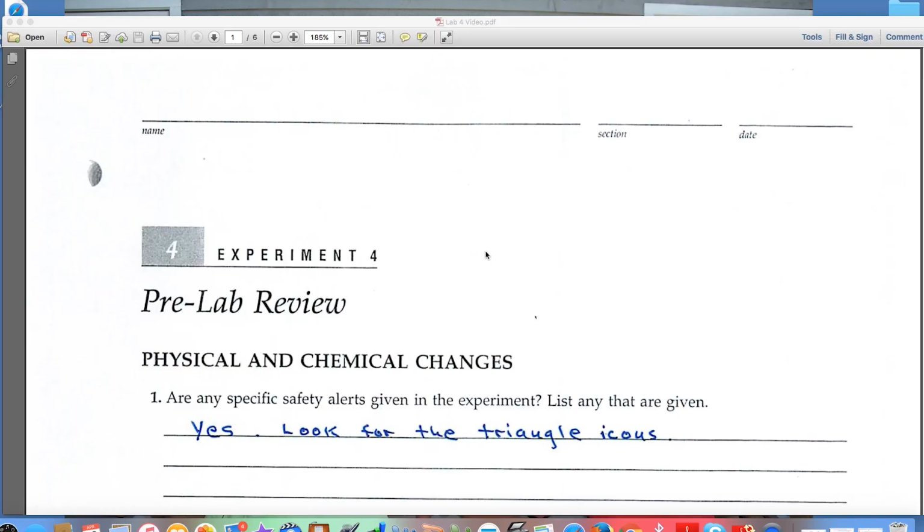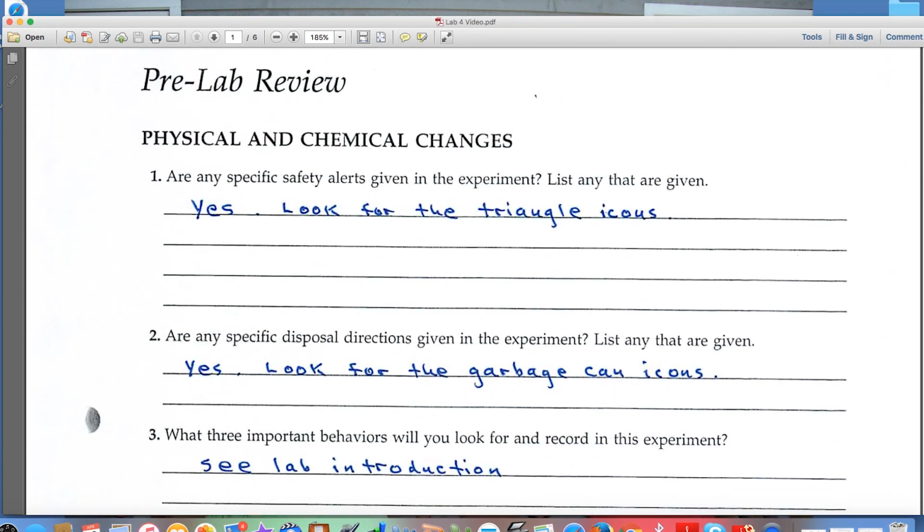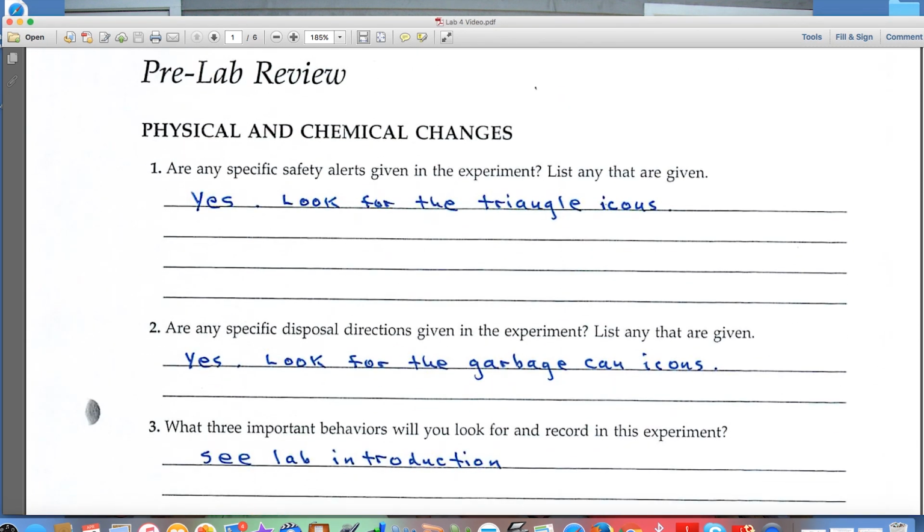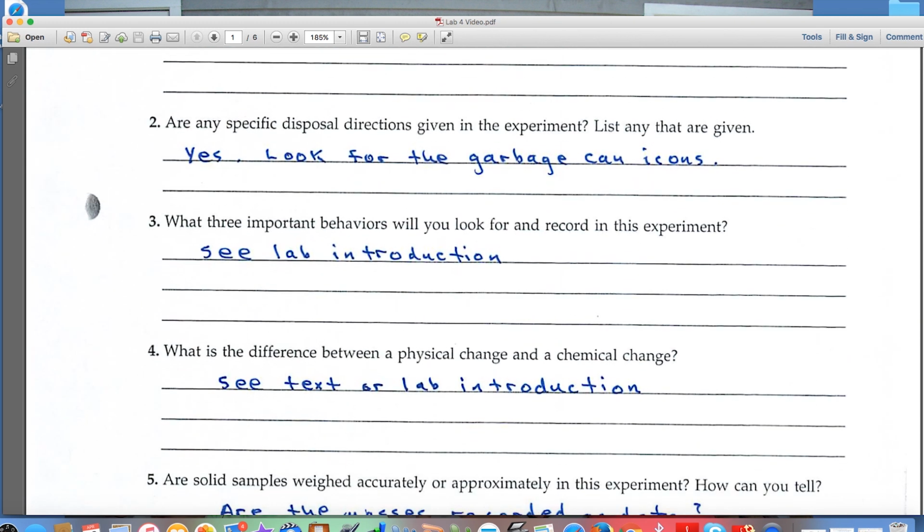So let's begin. Let's look at the pre-lab review page and see if we can come up with some tips for you. Question number 1, are there any specific safety alerts? And what you should do now with each experiment is look for the triangle icons, and that'll guide you where those alerts are given. Question number 2, any specific disposal directions? Well, in this case, look for the garbage can icons.